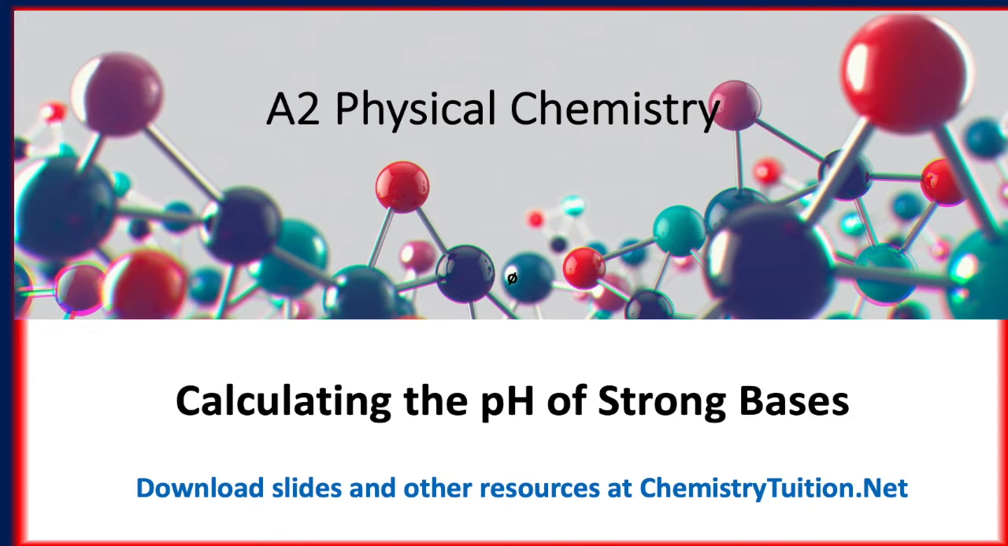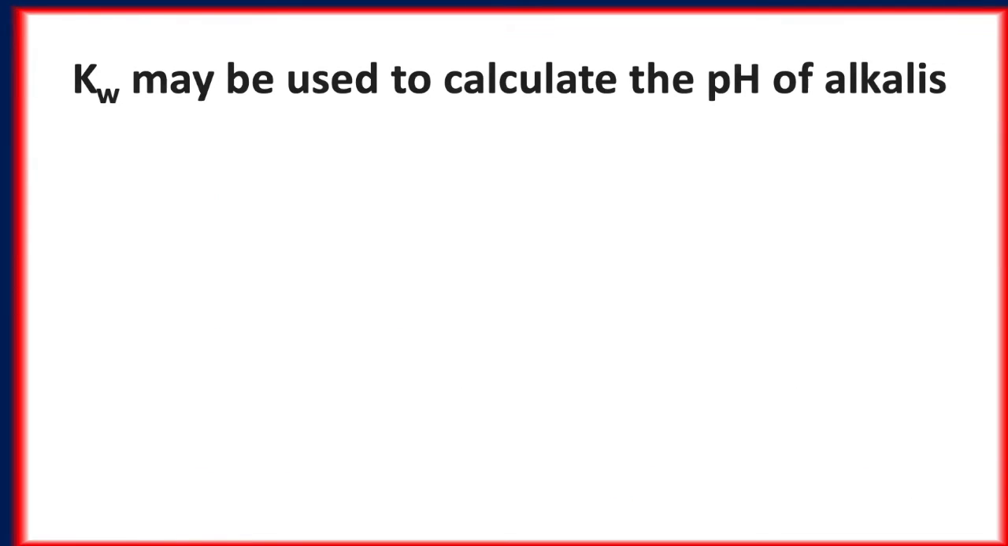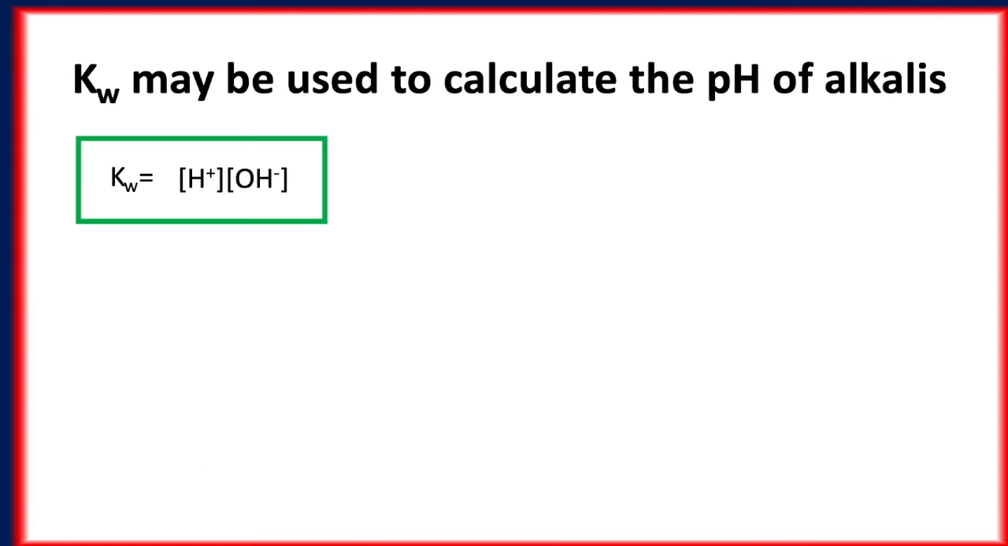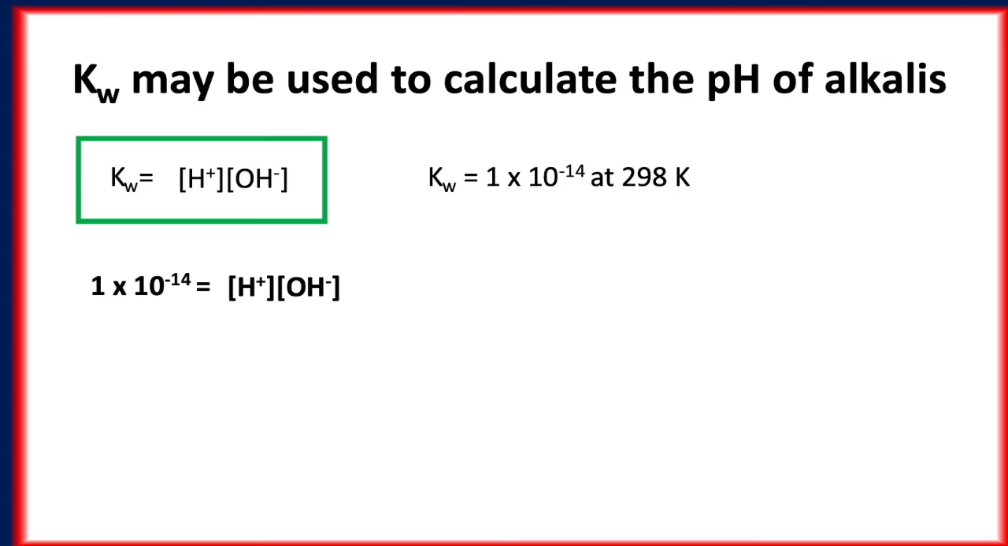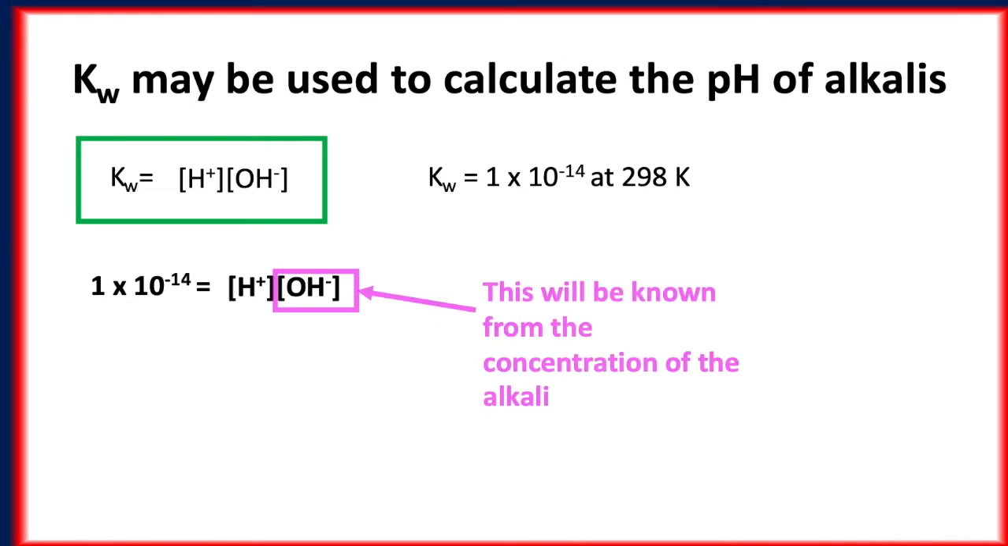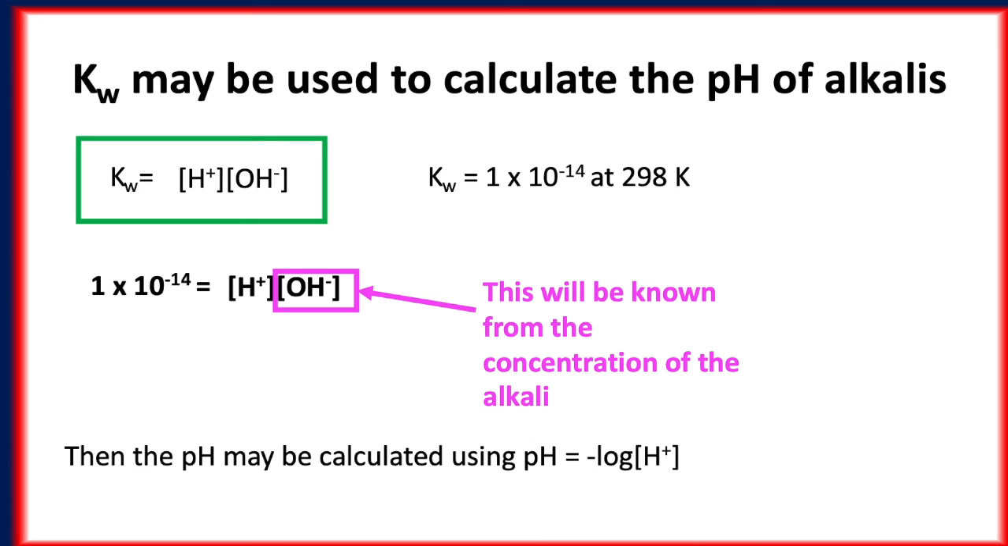So having worked out how we can calculate the pH for acids, we can now use Kw to work out the pH for alkalis. So we know that Kw is equal to the concentration of H+ times the concentration of OH-. And Kw at 298 Kelvin is 1 times 10 to the minus 14. So if we substitute that into the Kw expression, if we know the concentration of OH- from the concentration of the alkali, we can work out the pH of the alkali.